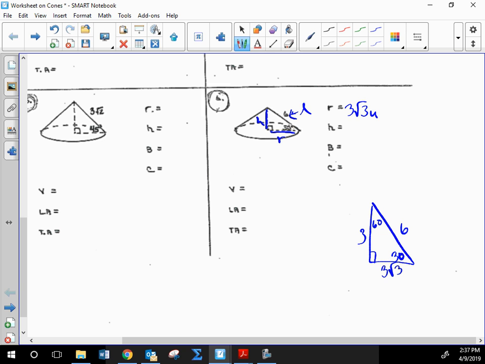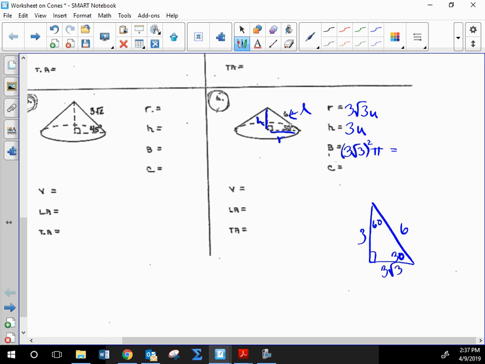Happy to be writing this down. Our height is 3 units. What's the area of my base? So area of our base, this is a circle. Pi r squared, I'm going to throw down my pi. My radius squared, 3 root 3 quantity squared. What is 3 root 3 quantity squared?